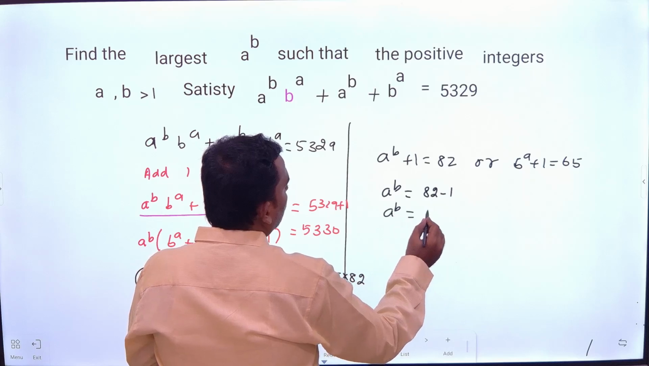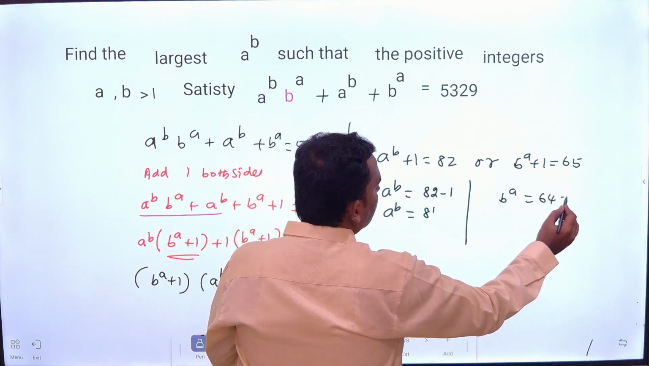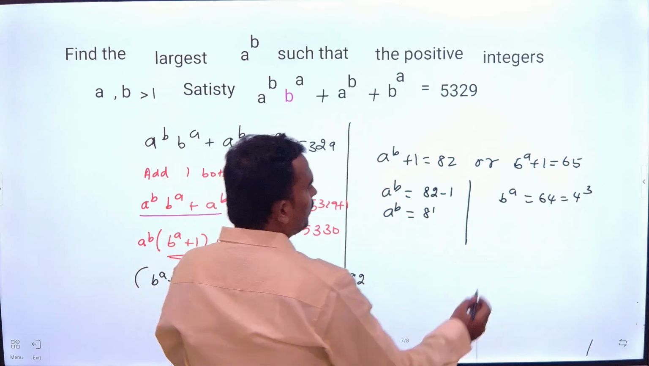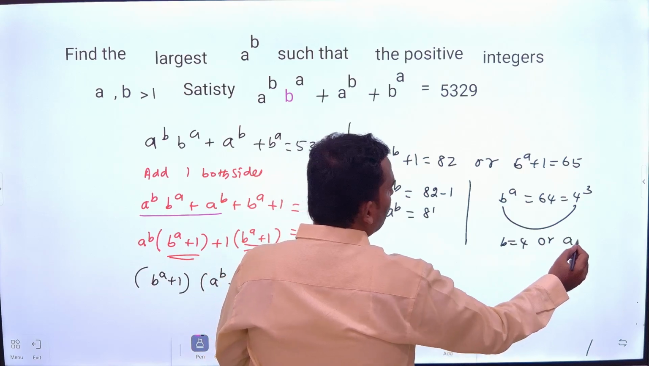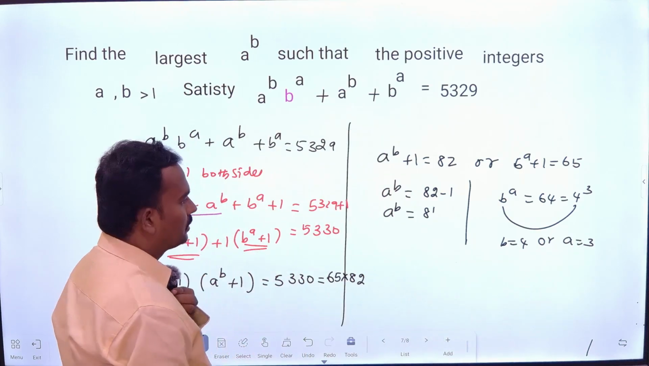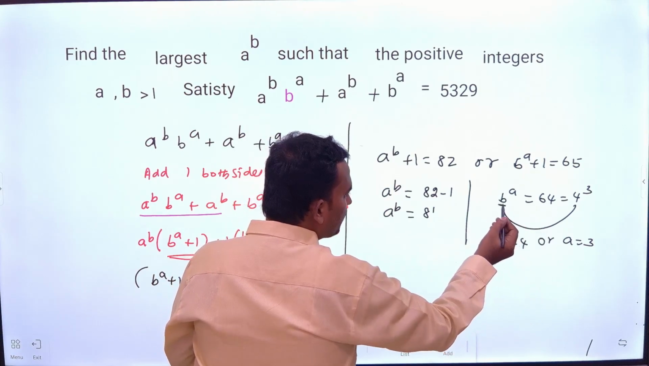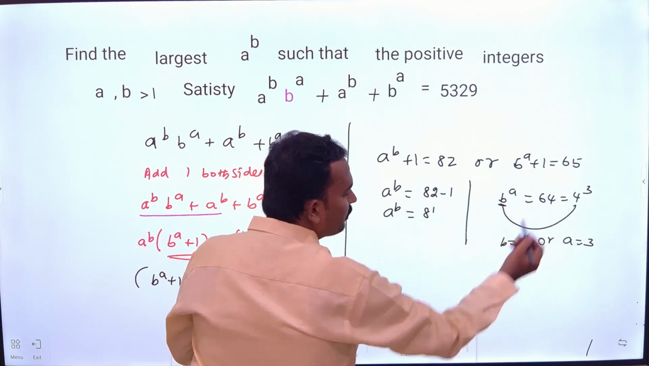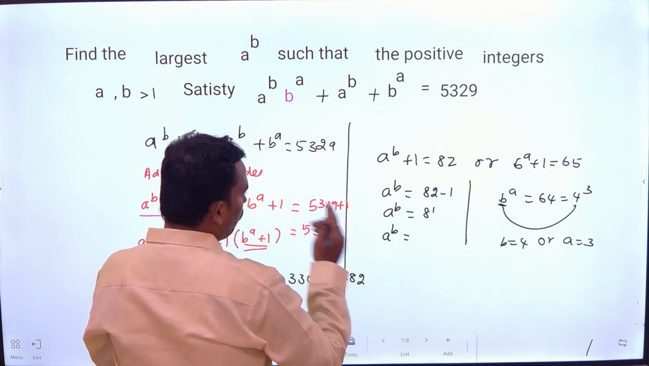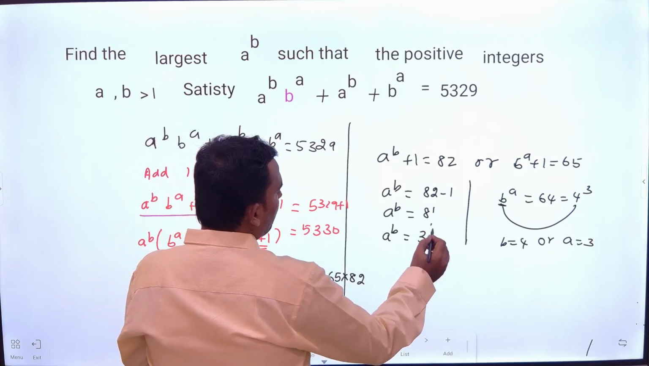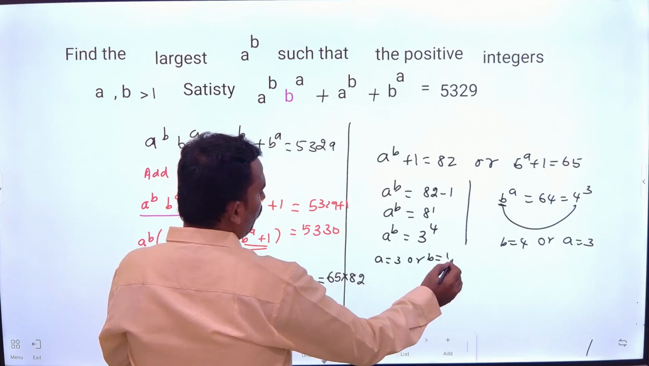So a power b is equal to 82 minus 1, which is 81, and b power a is equal to 64. How to write 64? 4 cubed. Comparing these two, the base b should be equal to 4 and the power a is equal to 3. So a power b is 3 power 4. Therefore a is equal to 3 and b is equal to 4.